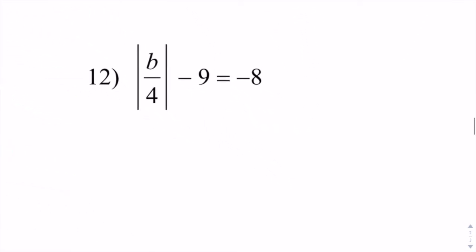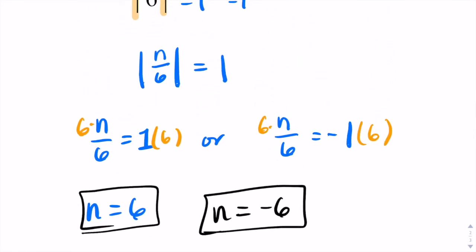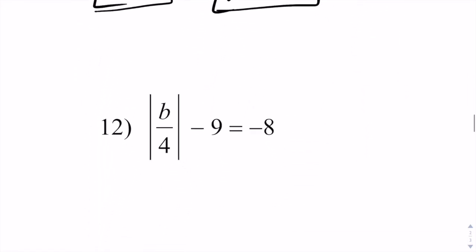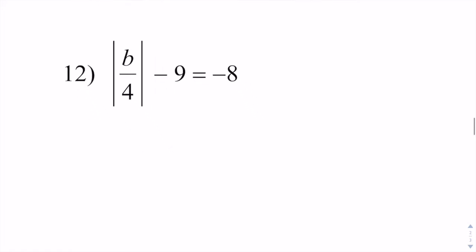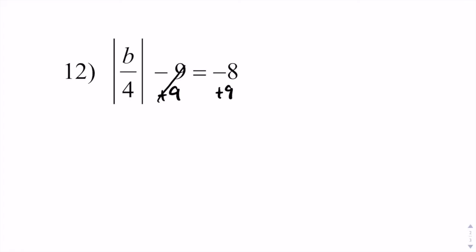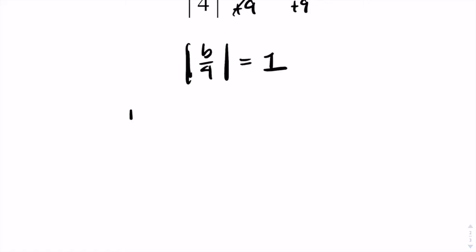Now for number 12, I have to do the same thing I did on number 10. I have to get rid of this constant so I could isolate the absolute value. So I would have to first add the 9 to both sides. Then the absolute value of b divided by 4 is equal to 1. So this means two things. What I just highlighted, b divided by 4, is either going to equal positive 1 or b divided by 4 has to equal negative 1.